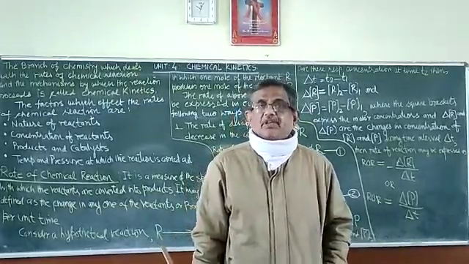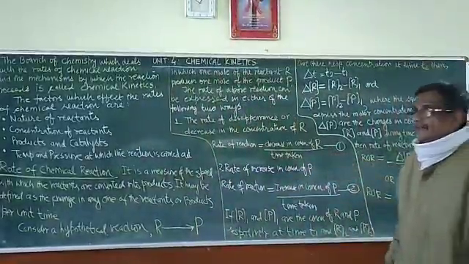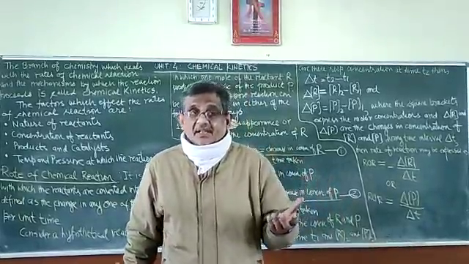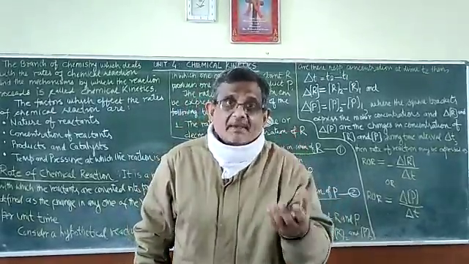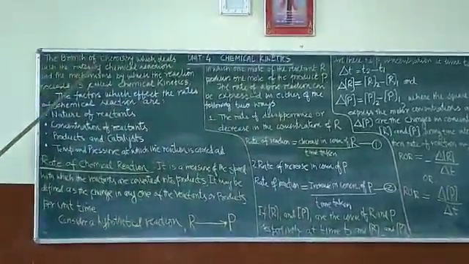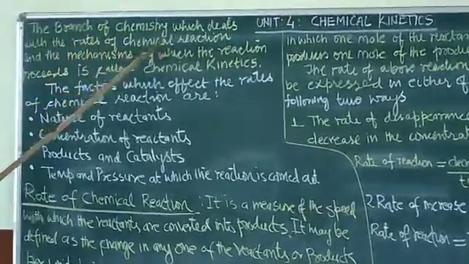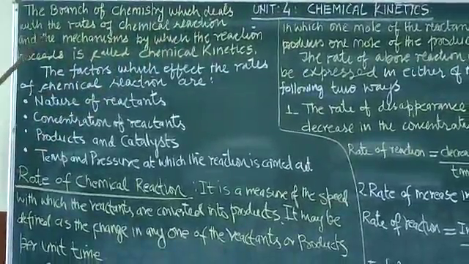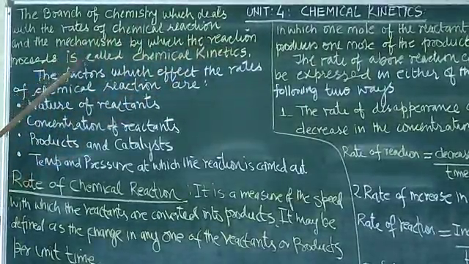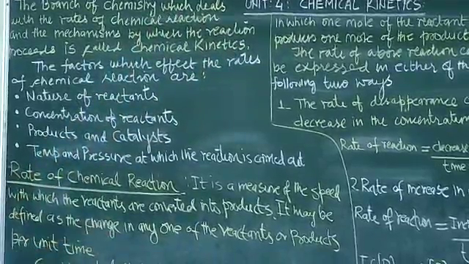Let us now come to unit 4, that is chemical kinetics. Before we start any chapter, we have to read about it. What is chemical kinetics? The branch of chemistry which deals with the rates of chemical reactions and the mechanisms by which the reaction proceeds is called chemical kinetics.